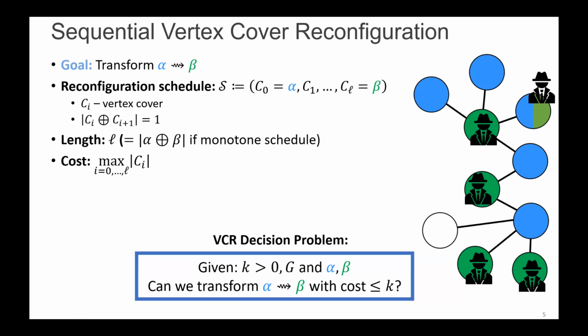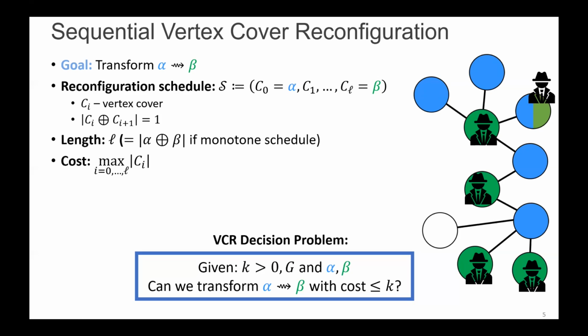And the cost, as usual with vertex cover where you want to get vertex covers of small size, is the maximum intermediate vertex cover. So what you want to achieve here normally is that your intermediate vertex covers throughout the reconfiguration process are also small. And then one thing that has been classically studied is the vertex cover reconfiguration decision problem.